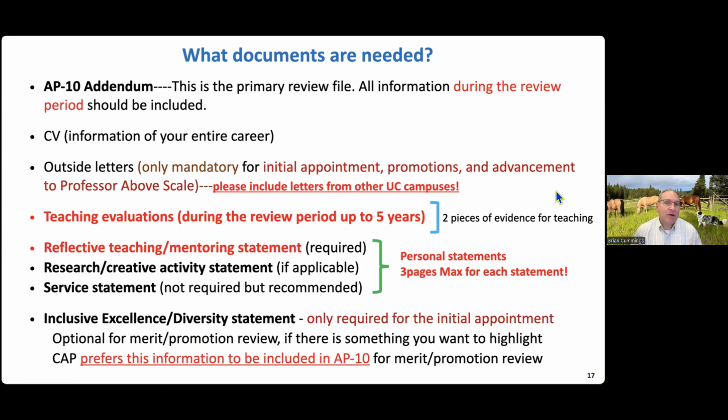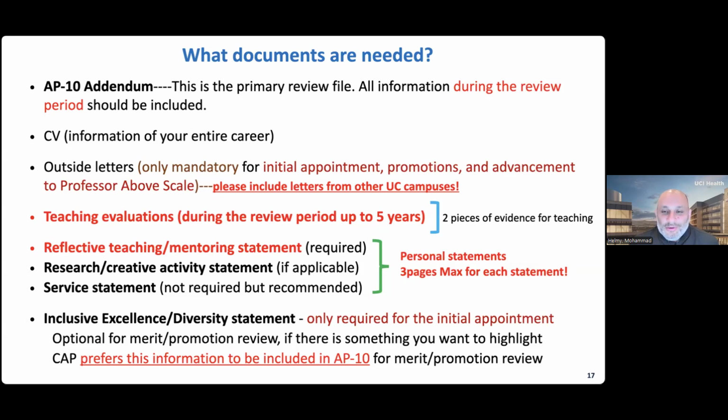Do you have anything to add there, Mohammad? Yeah, I was going to say, there are some abbreviated processes that have been put into place for Senate, maybe we'll go into that later, where the AP10 may not be required or a version of the AP10 may be included. So that may vary. For HS clinical, we are still utilizing the AP10, the CV, and outside letters where necessary, so for promotions and advancements to above scale, as Brian mentioned. In terms of the statements, it's really the reflective teaching statement that is a requirement.